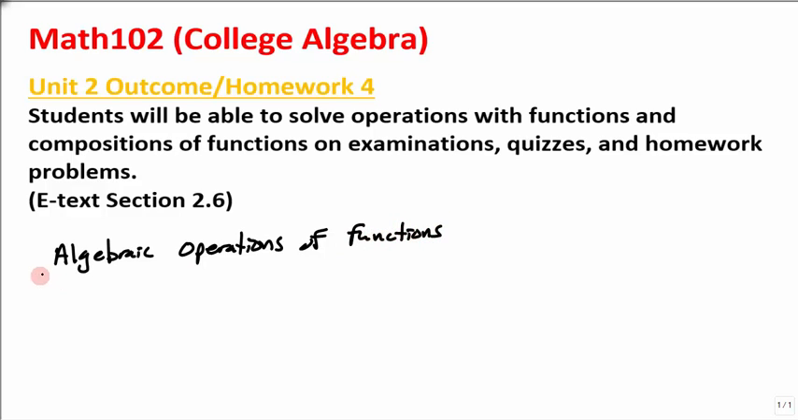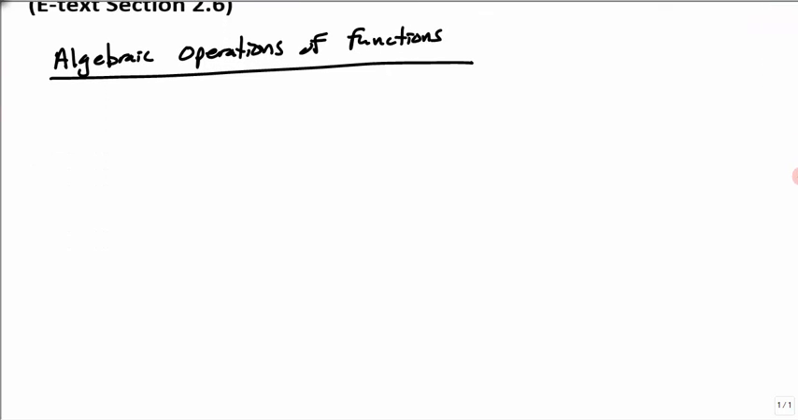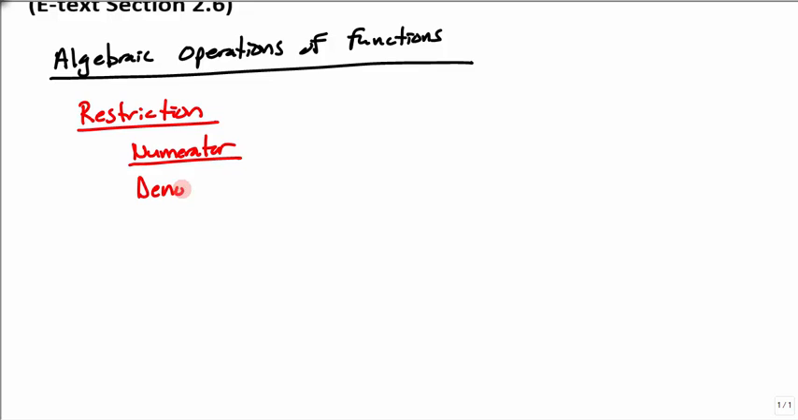So first of all, let's go ahead and look at the rules, and when we're talking about the rules, we'll also talk about domain restrictions. The first restriction that we need to keep in mind when we're working with functions is the denominator can never equal 0. Remember, the numerator is the top number of our fraction, and the denominator is the bottom number.